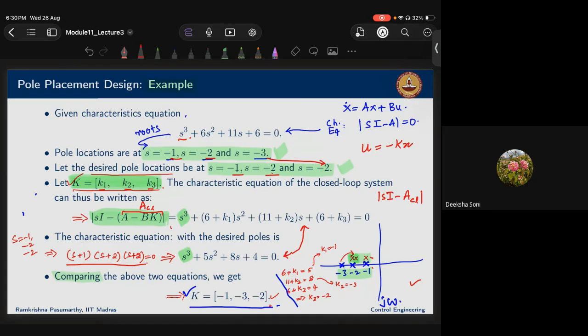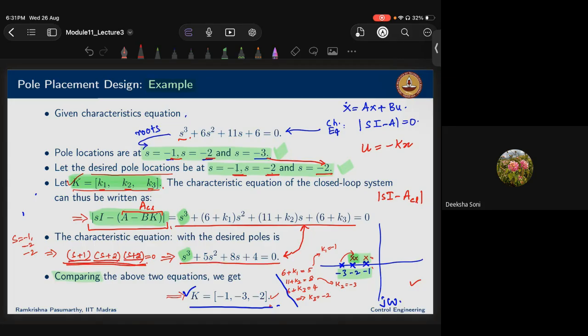Okay. So once you design the proper K, this is your characteristic equation, the expression you are getting. That has to be equivalent to the polynomial that comes from the new poles. What are the new poles? -1, -2, -2. So the characteristic polynomial is (s plus 1)(s plus 2)(s plus 2).